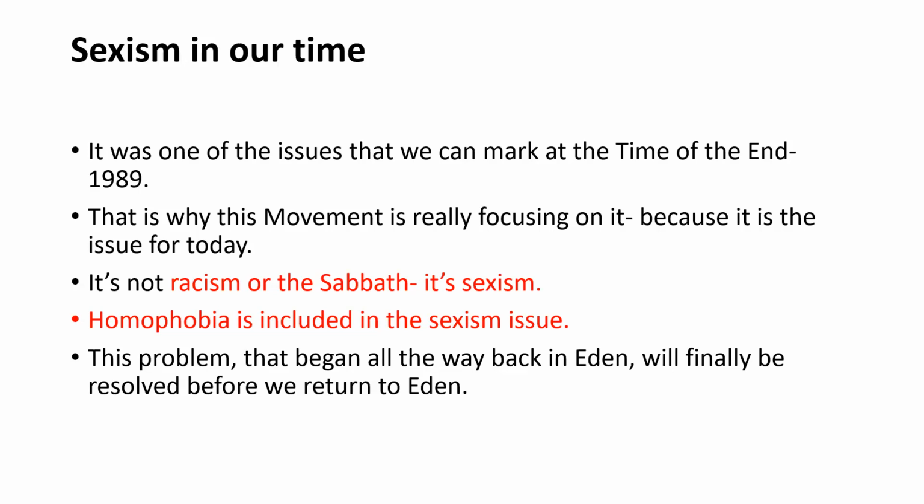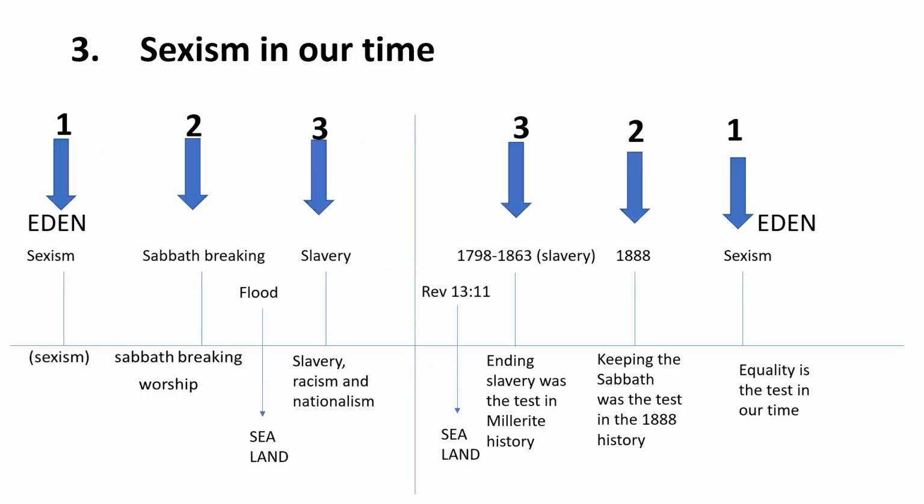So this problem that began all the way back in Eden will finally be resolved before we return back to Eden. So in the end, this is how our chiastic structure, or the chiasm, is going to look. How we started in Eden here and how we are going to end in Eden here. So there is a history from here up to here, which we tried to explain using this chiasm to show that the Earth's history is a chiasm, and it can best explain how these sins, how the cases are going to be lifted as we draw closer to the end of this Earth's history.